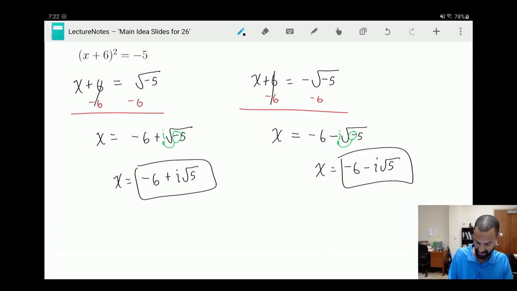Now you may see this notation. That just is the shorthand way of writing both of them, right? You have the plus and you have the minus because that's the only thing different between the two. So that's also a way to do it.